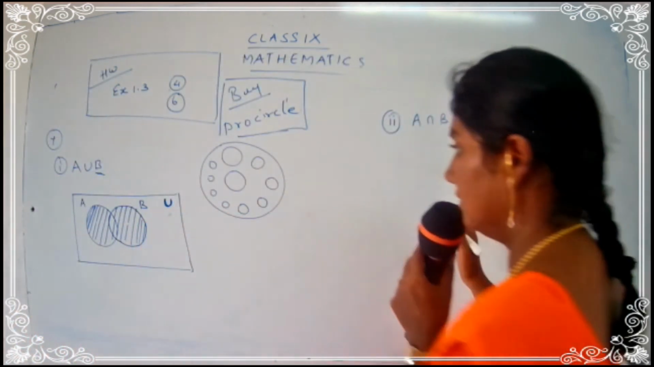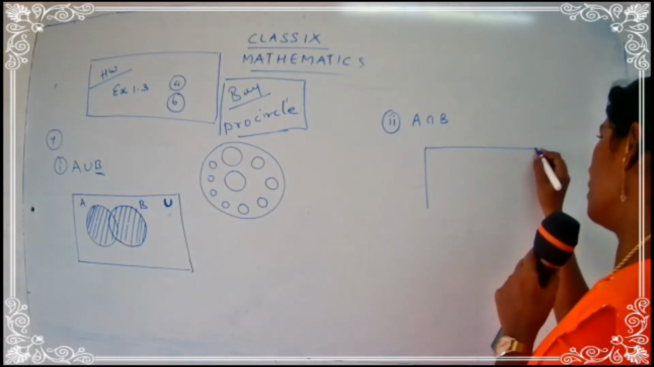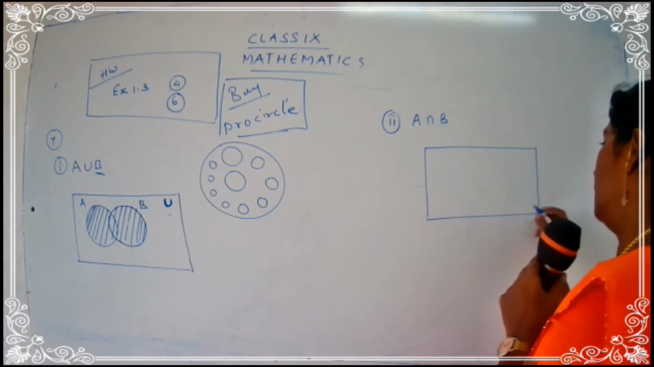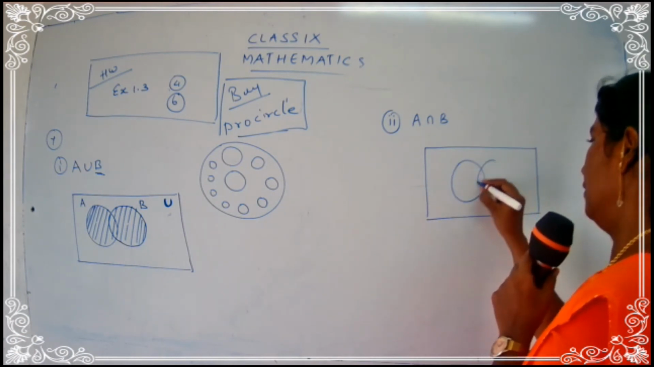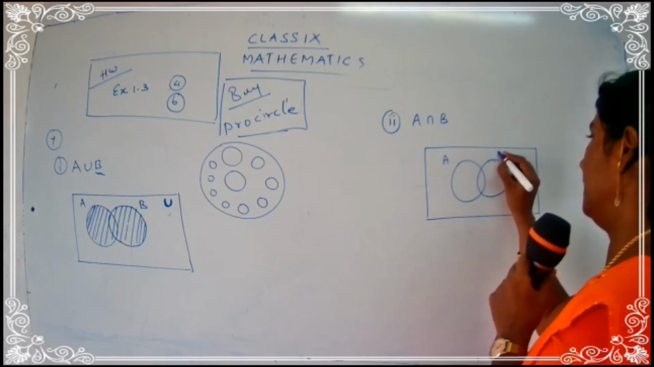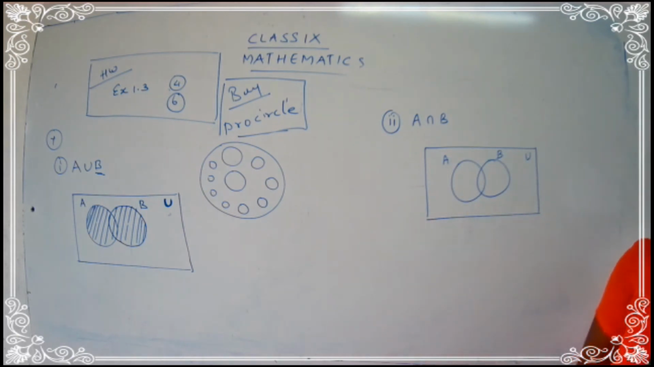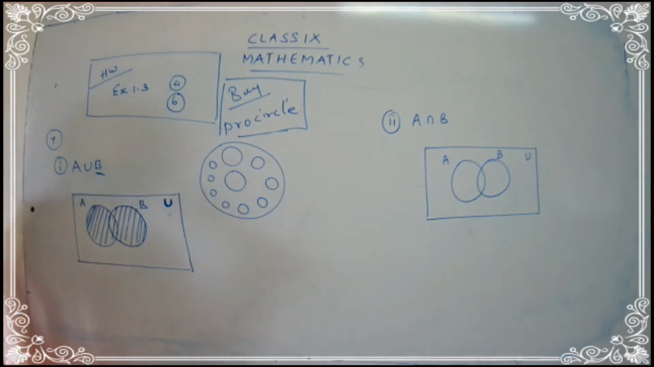Again in the same manner, you have to draw a rectangular box. You have to draw set A, you have to draw set B. A, B, write here U. Draw a set A, draw a set B. You have to draw using your scale and pencil, children. And I have just told you to keep your protractor circles ready. It will be easy for you to draw the circles.